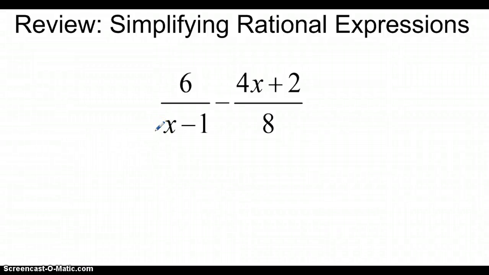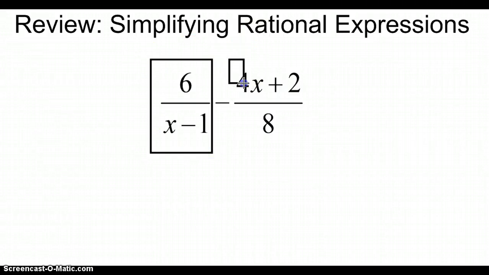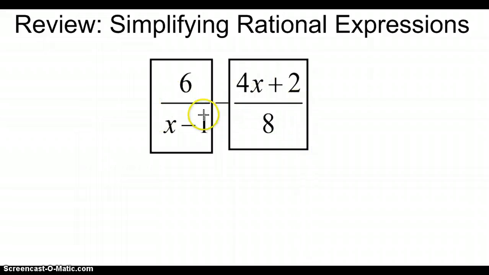Okay, we are doing a review of simplifying rational expressions. Here you can see we have two fractions. The second fraction is being subtracted from the first. And what we should do first is look to see if we can simplify either of these on their own as separate fractions. So I'm going to highlight these just to show you we have a fraction here and a fraction here. Look at them separately first.